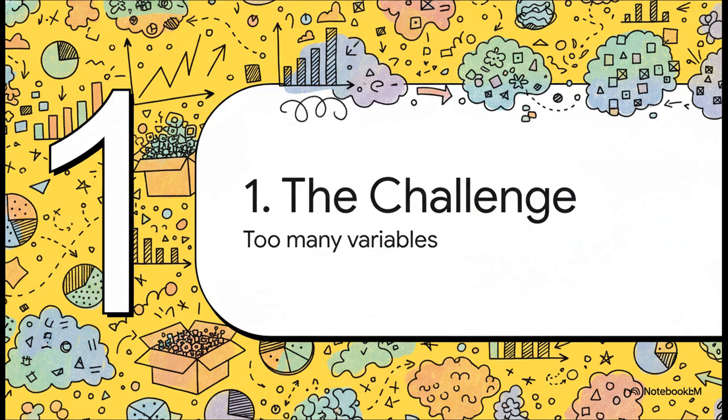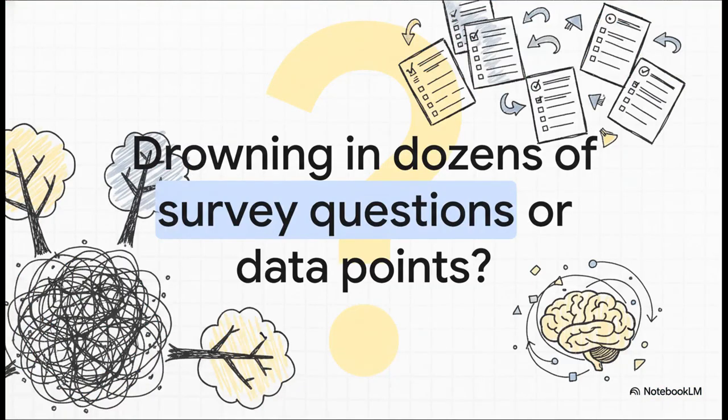So let's kick things off with a problem I'm sure anyone who's ever looked at a spreadsheet knows all too well. Just way too much information. I mean, does this sound familiar? You've got this massive survey, right? Dozens of questions, tons of data points, and you're just staring at it, and it's a complete tangled mess. You can't see the forest for the trees, you know?